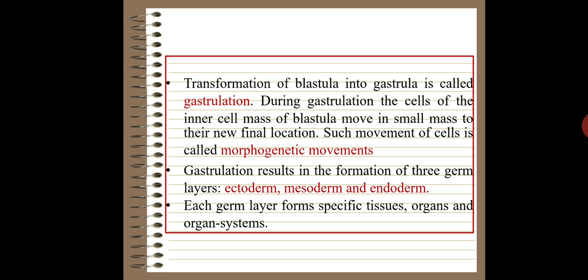During the blastula stage, the embryo will be attached to the uterine wall of the mother. This process is called implantation. After implantation, the blastula transforms into the gastrula. In the gastrula stage, three germ layers will be formed. Each germ layer forms specific tissues, organs and organ systems in later development.